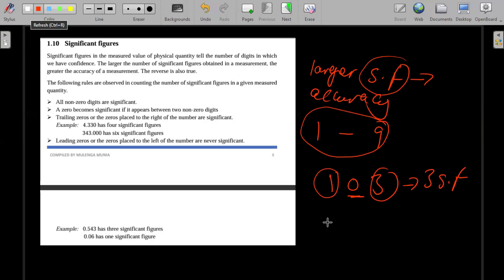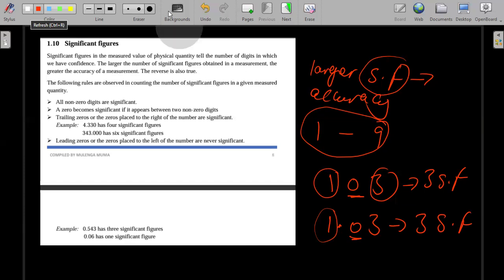Let's say you have a number like 1.03, so still in between numbers. Yes, you have a decimal here, but you have a number in front of the decimal and also a number after the decimal. So this zero here is still going to be significant. So in this case, you still have 3 significant figures. So zeros in between numbers are going to be significant.